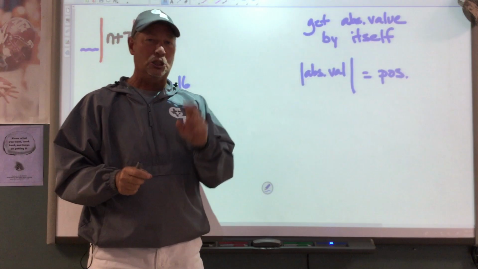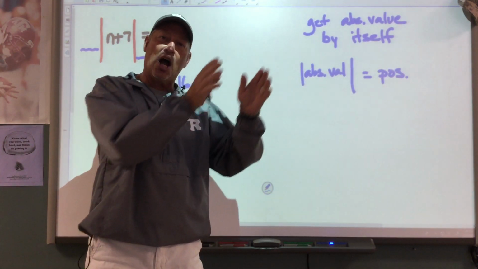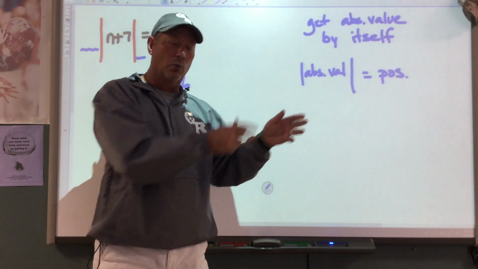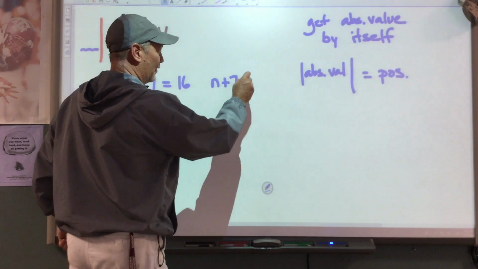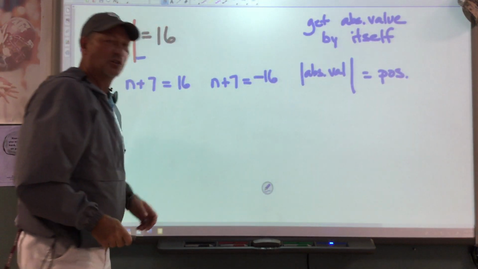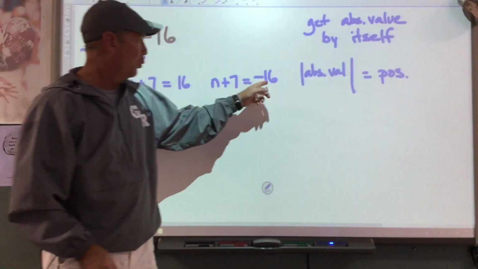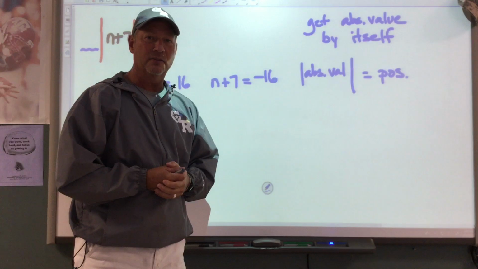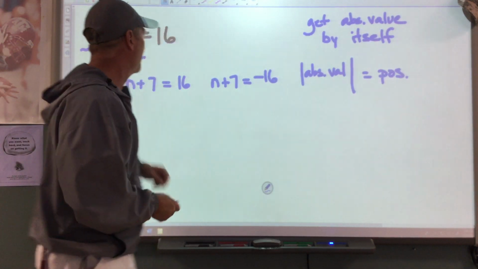But you have to work it two ways. The second time, you're going to take the opposite of what it equals. So I would say n plus 7 equals a negative 16. So you're going to work it one time as a positive 16. You're going to work it one time as a negative 16. All right, so let's work it. Let's solve the equation.